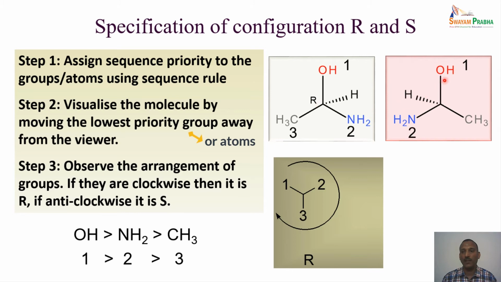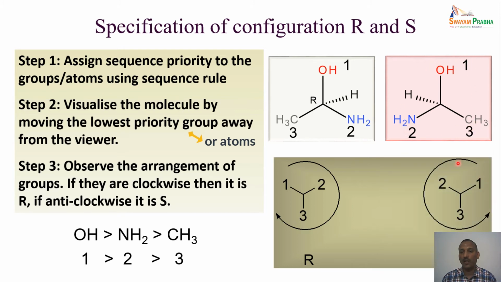If we take the other one, 1, 2, 3, that is oxygen, nitrogen, carbon, the priority is in the counterclockwise or anti-clockwise direction. So this is represented as S configuration. This is how we can represent R and S for any chiral center, and based on that we can give the configuration for all the stereogenic centers in the molecule.